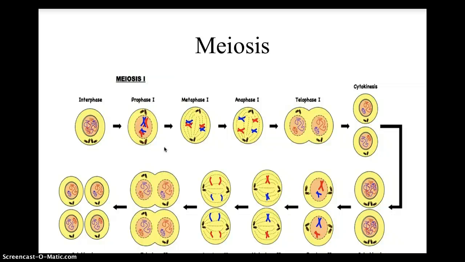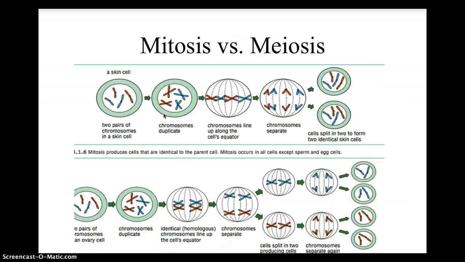So again, in prophase 1, it's the phase to focus on in meiosis. 4 things happen: synapsis, tetrad formation, chiasmata formation, and crossing over. That does not occur in mitosis. So here's a slide that compares mitosis and meiosis. The top is mitosis, a skin cell.